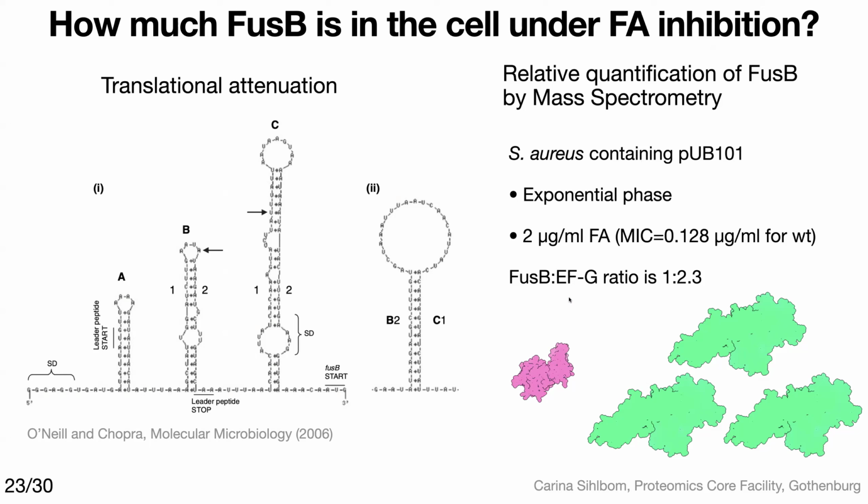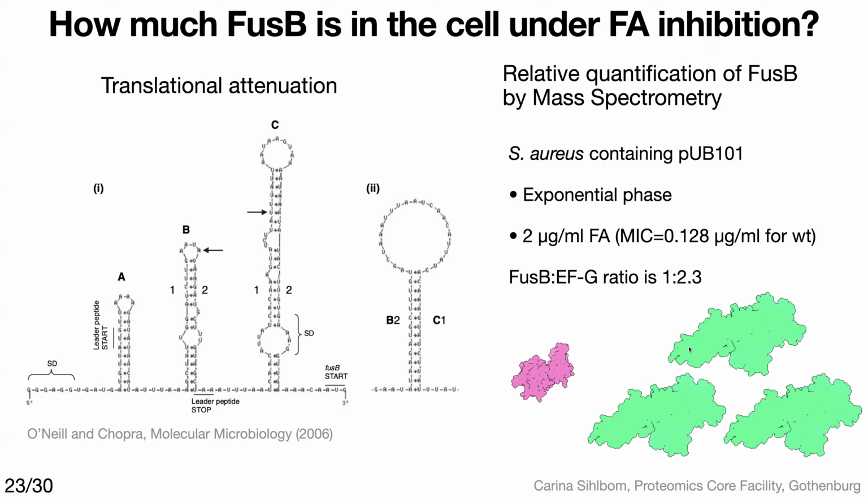But I should say that the affinity of FusB to EFG is higher than to the ribosome, about 4 to 5-fold. So this helps us understand the importance of this binding to the ribosome.